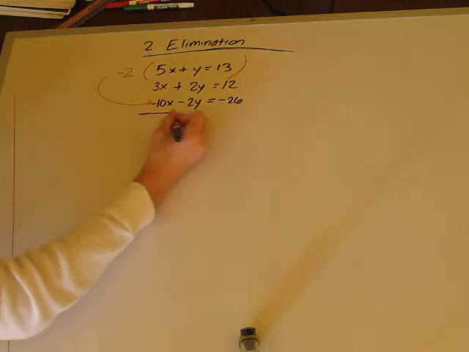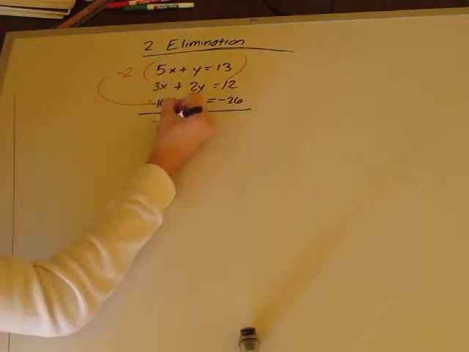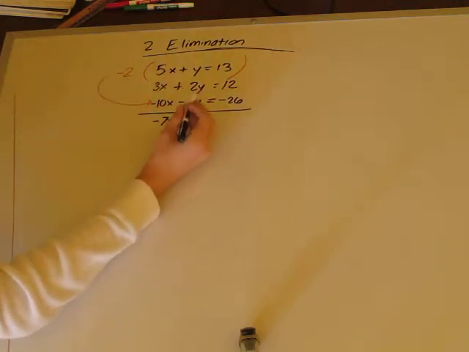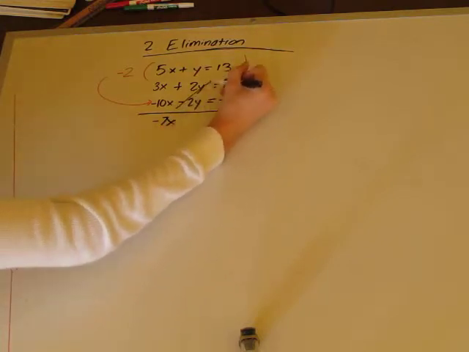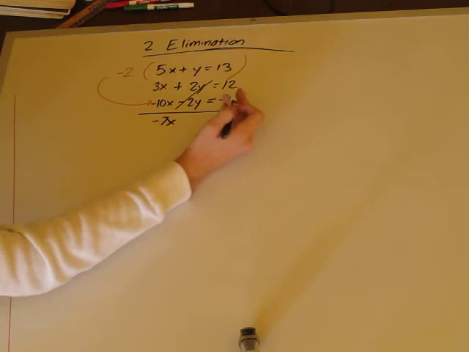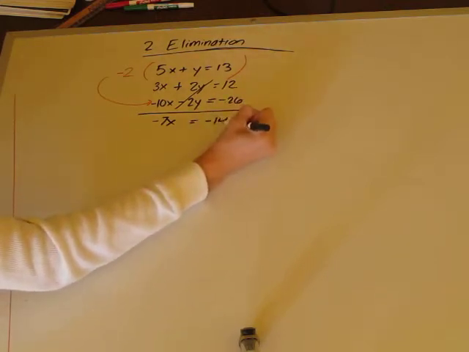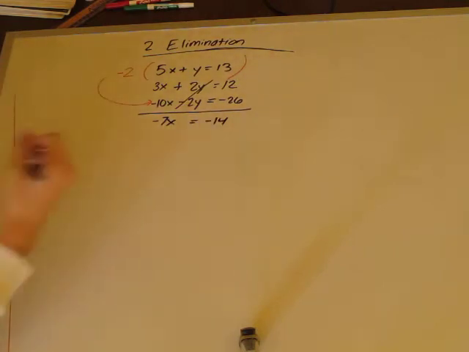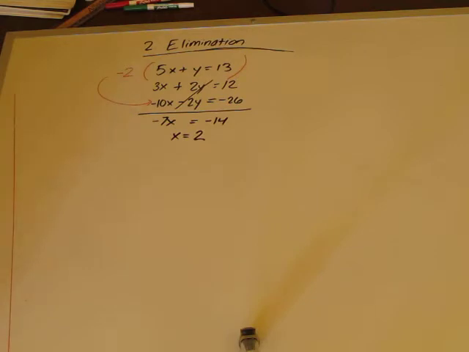The second step was to add these two equations together. So we're going to add this equation and the new equation that we got together. So 3x plus a negative 10x, 3x minus 10x, gives us negative 7x. 2y minus 2y is 0, so those cancel out. And 12 minus 26 gives us negative 14. This already looks familiar. We solved for x and we divided by negative 7 and we got 2.